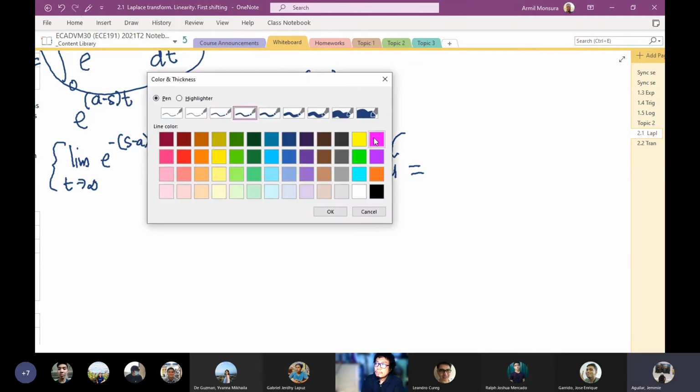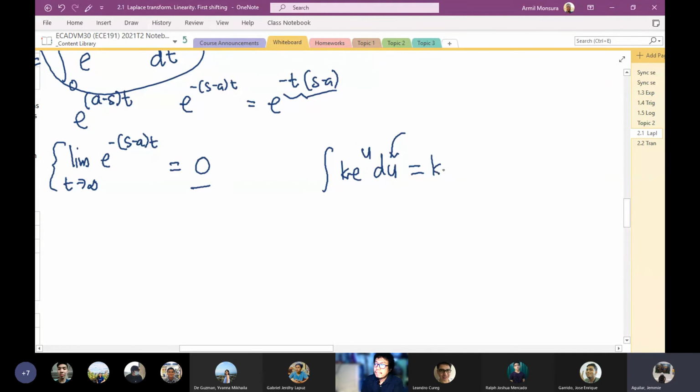k times e raised to u, plus C. Okay, very good. So what happened to k? Did the integral operation have any effect on k? Using e raised to u as my example undermined my argument. Let's change the example.